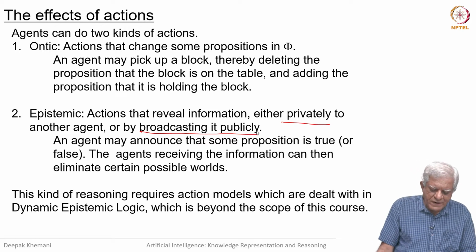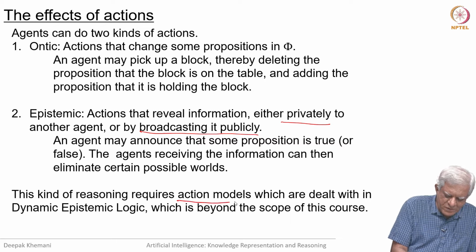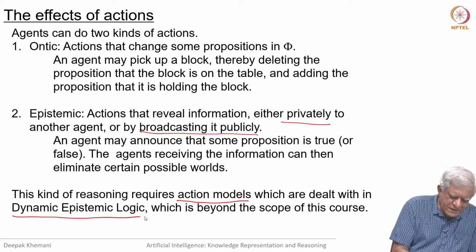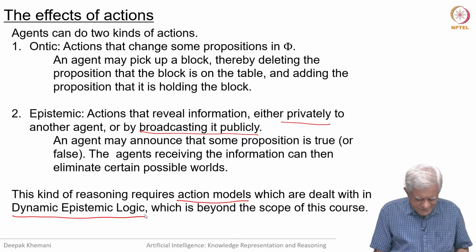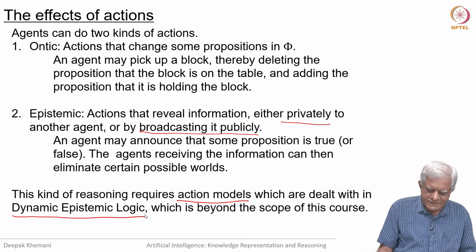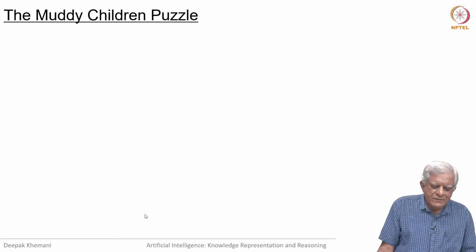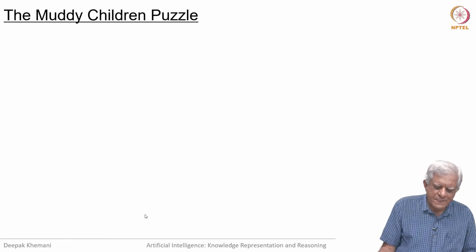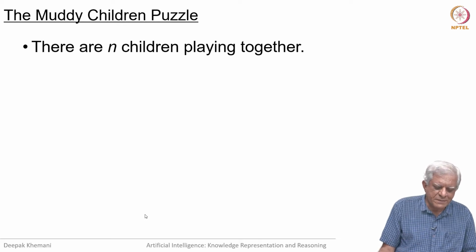This kind of reasoning requires models which deal with actions, action models, which is covered in this area called dynamic epistemic logic, but which is beyond the scope of this course here. So, we will just get a rough idea of what is happening. We will also look at this fairly well known puzzle called the muddy children puzzle, and it occurs with variations in many places.